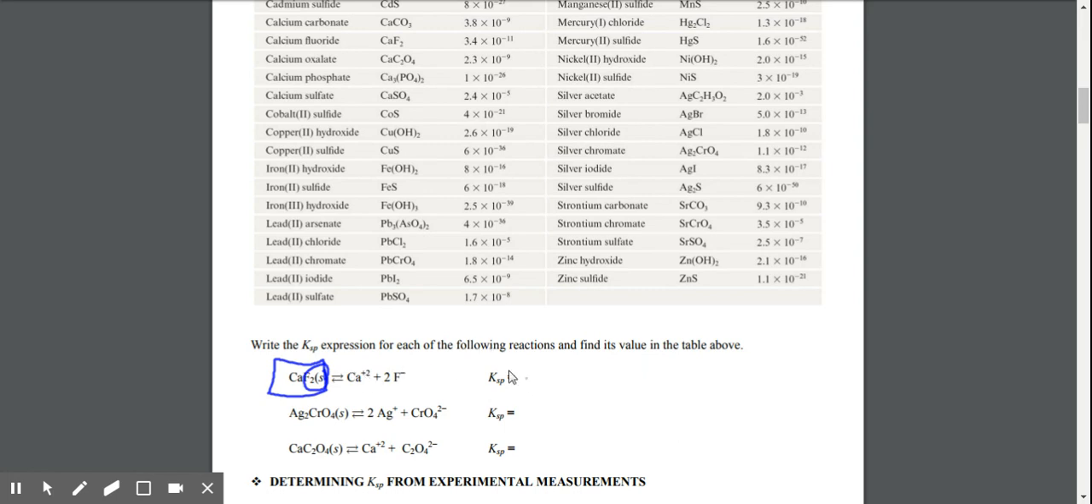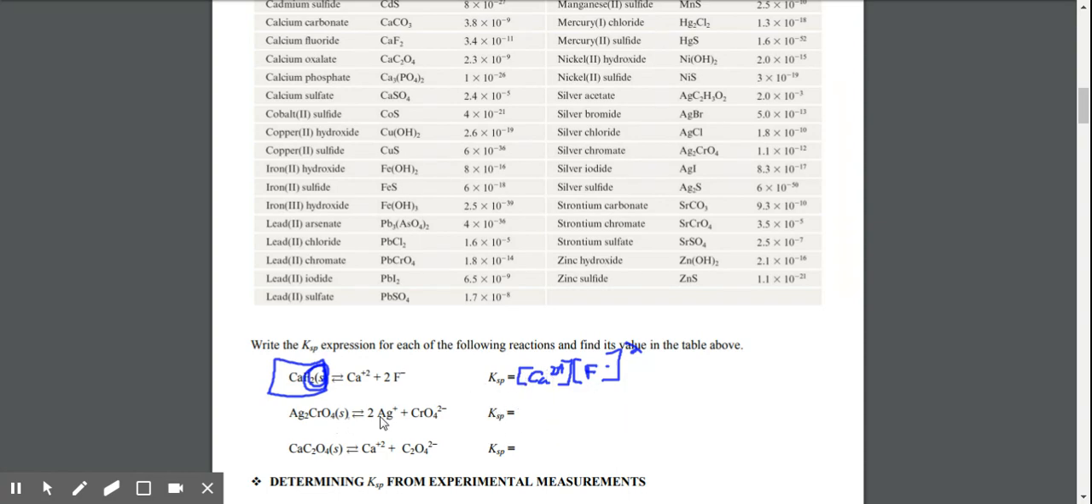So I want to write the Ksp expression for this. So I get Ksp is equal to products, which would be Ca2+, raised to its coefficient, so this one is just 1, times your other product, F-, raised to its coefficient, which would be 2, over your reactants. Now your reactants, if it is a solid or a liquid, we don't include it. So that's why this is your Ksp value.